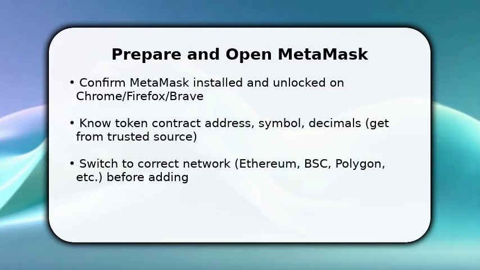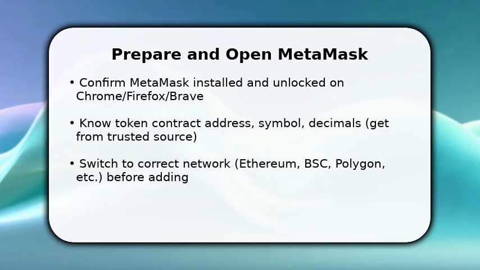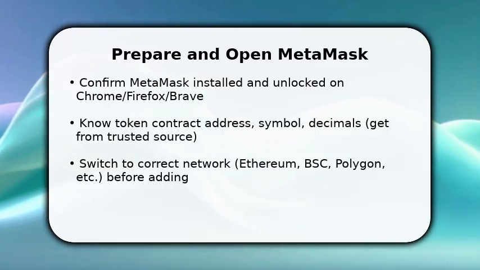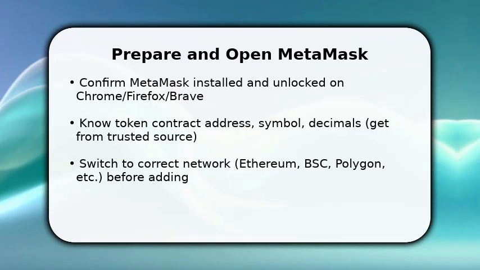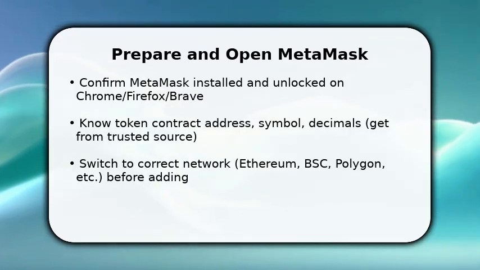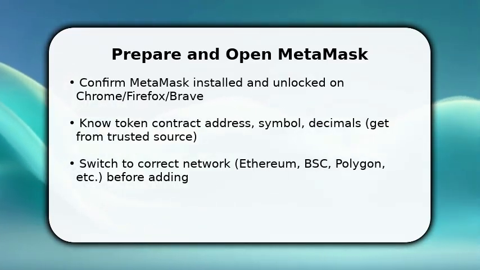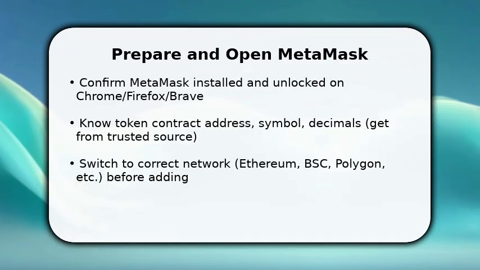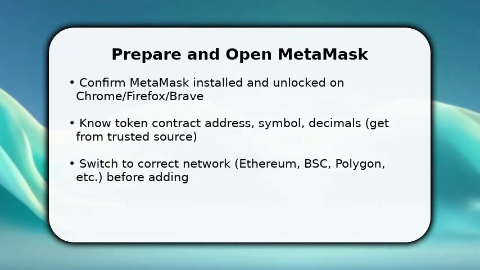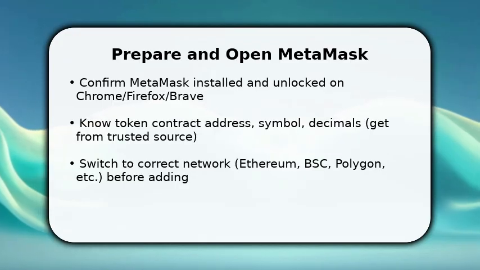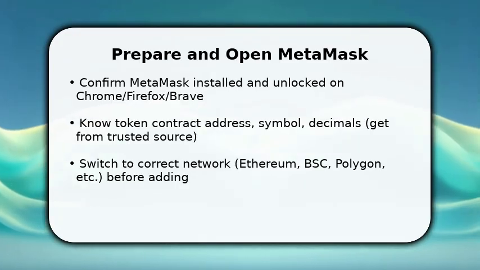You start by opening Metamask and unlocking your wallet. This is where you'll add the token. Make sure you've selected the correct network because a token's contract only exists on one chain. Changing networks later won't show it. Next, copy the token contract address, symbol, and decimals from a trusted source or your token issuer. Once done, you're ready to proceed to the token import screen inside Metamask so you can add the custom asset.